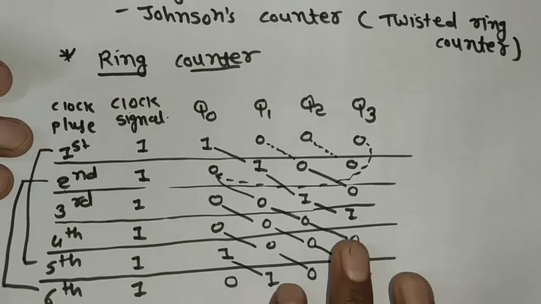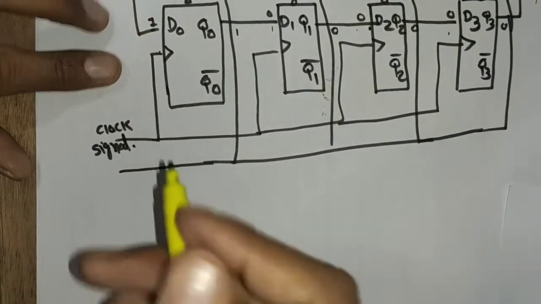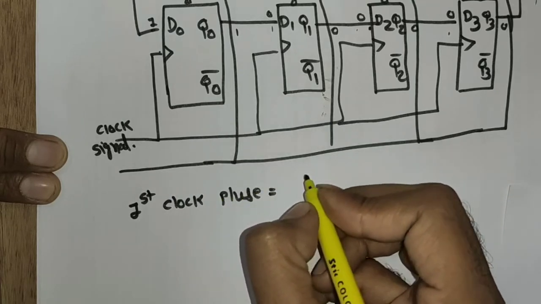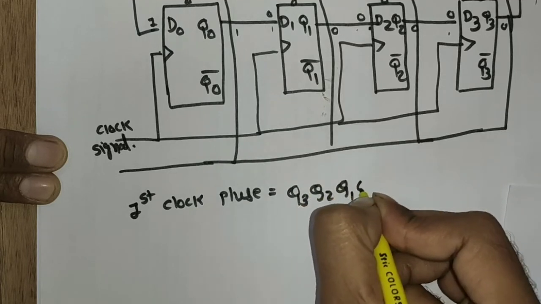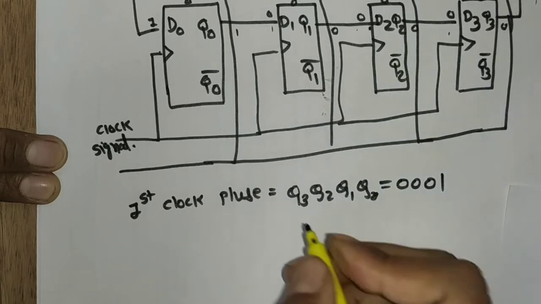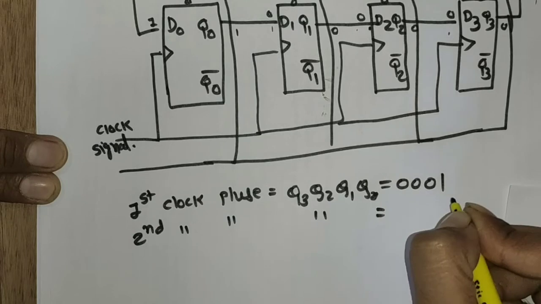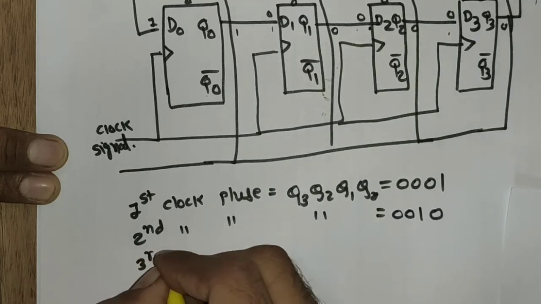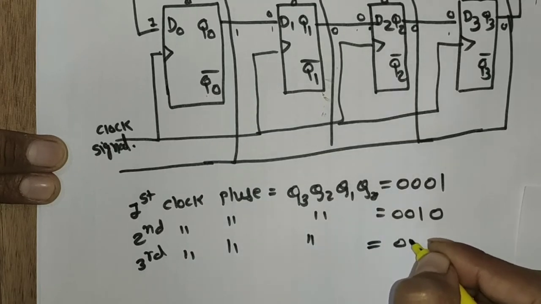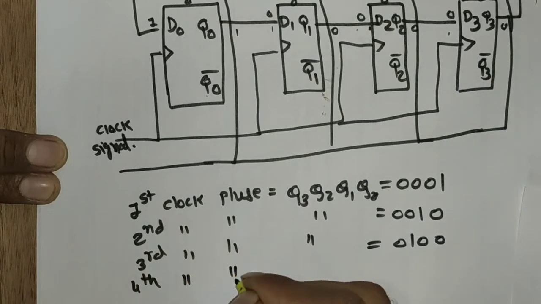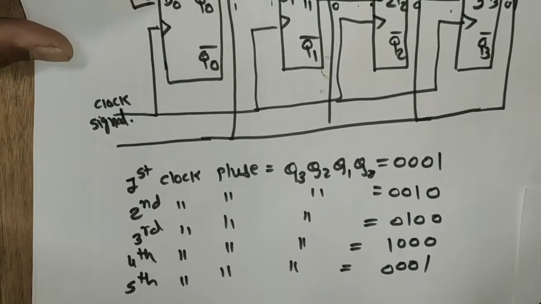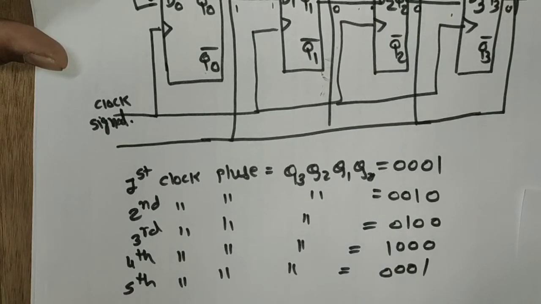Now dear students, for this counter we are considering the first clock pulse. What is the output after the first clock pulse? We are getting the output in terms of Q3, Q2, Q1 and Q0. So this is 0 0 0 1. The second clock pulse, this output is again shifted towards the 1 bit. So this is 0 0 1 0. Third clock pulse, the output is 0 1 0 0. Fourth clock pulse, the output is equal to 1 0 0 0. Fifth clock pulse, the output is again similar to the first. So this is the logic of the ring counter, right, dear students?